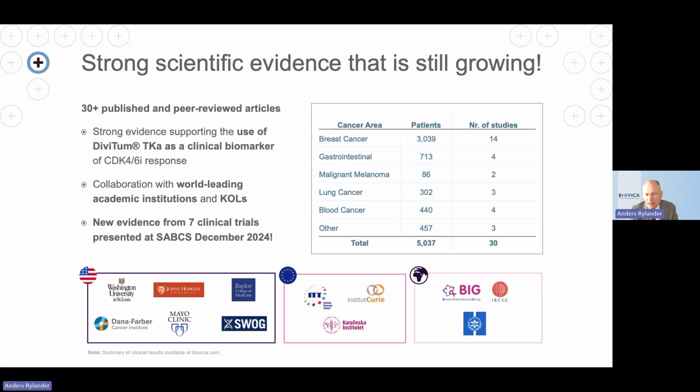I especially want to highlight the results that were announced at the San Antonio breast cancer meeting in December last year, where we provided strong data within the metastatic area, as well as some new data within the early breast cancer area, where we showed in 2 clinical trials that DiviTum also has great potential and value in the earlier phase of breast cancer monitoring, where the patient is being treated adjuvant for reducing the risk of recurrence of breast cancer.